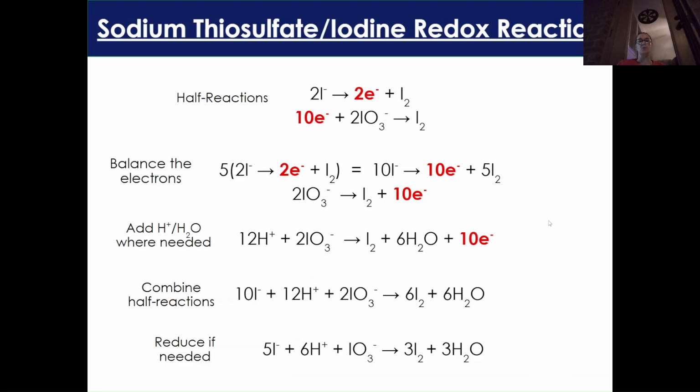Okay, so here's a typical sodium thiosulfate iodine redox reaction. So you say you want to make iodine. You want to react iodide with something called iodate in order to make iodine.